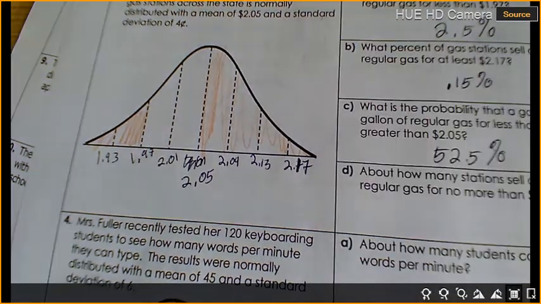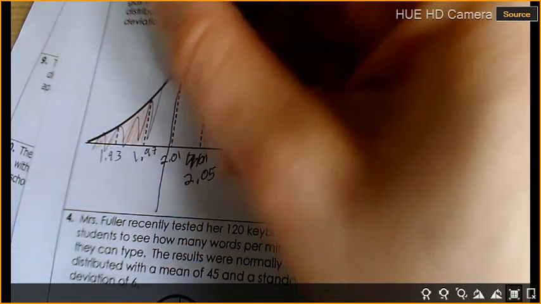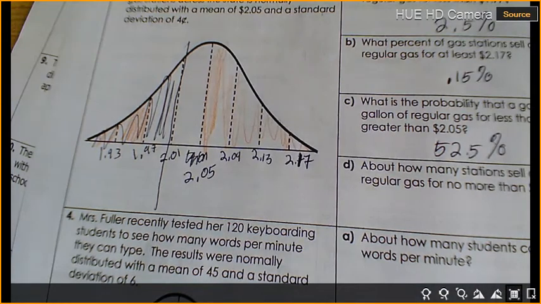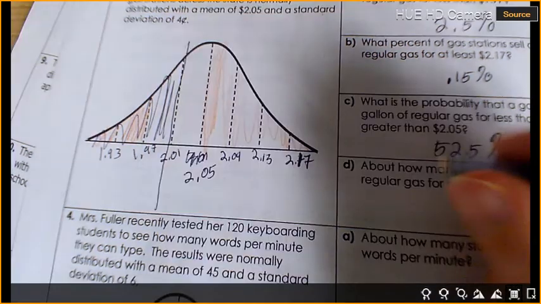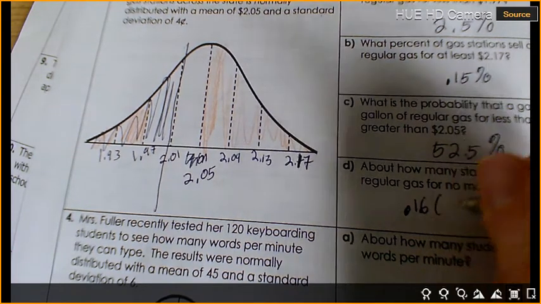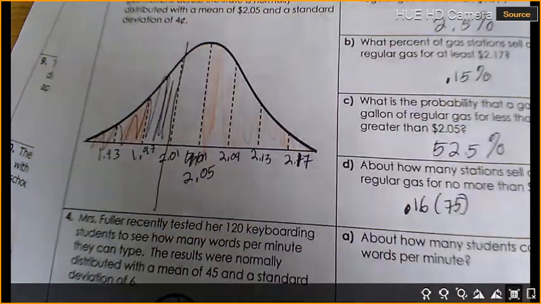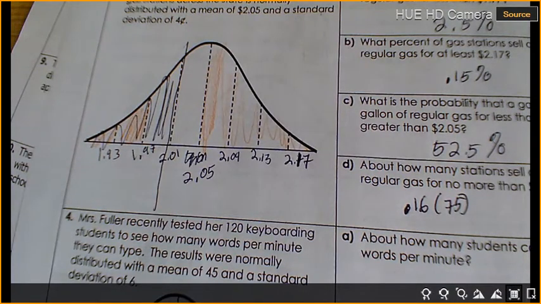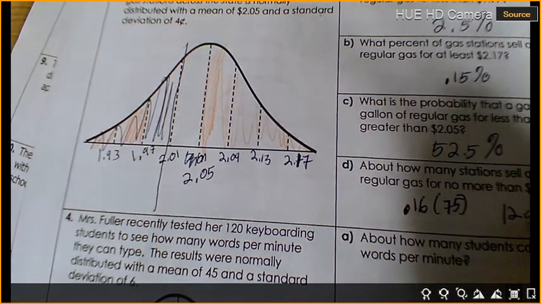Okay, last one. About how many stations sell a gallon of regular gas for no more than 2.01? So it's all of this percentage right here, right there in pen. So that's 13.5 plus 2.35 plus 0.15, so that's 16%. So I'm going to change that to a decimal, 0.16. And I'm going to times it by 75, the number of gas stations. I get 12 gas stations sell it for less.